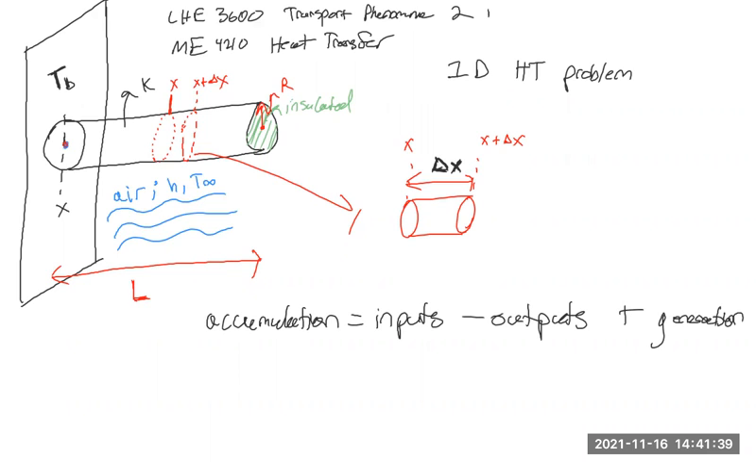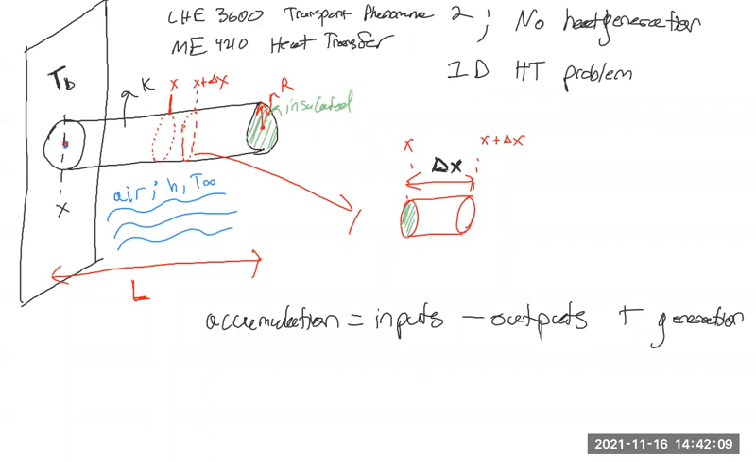In this problem, we're going to assume no heat generation inside the fin. All we have is heat conduction down the axis of the cylinder, and on the outside we have convective cooling. So each of the surfaces that we have to identify if there are inputs and there are outputs. So let's first look at this one here.